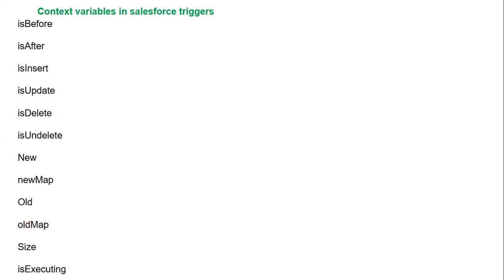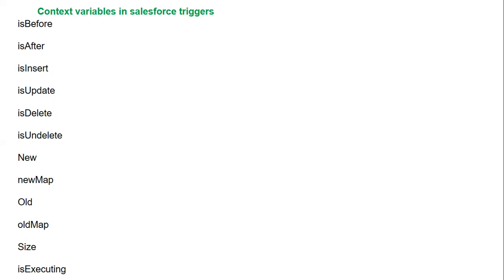From Trigger.isBefore, Trigger.isAfter, up to Trigger.isUndelete, these are the common context variables, and everyone understands them. But the main confusion starts from Trigger.new, Trigger.newMap, Trigger.old and Trigger.oldMap. These are the four context variables in Salesforce which confuse people more.